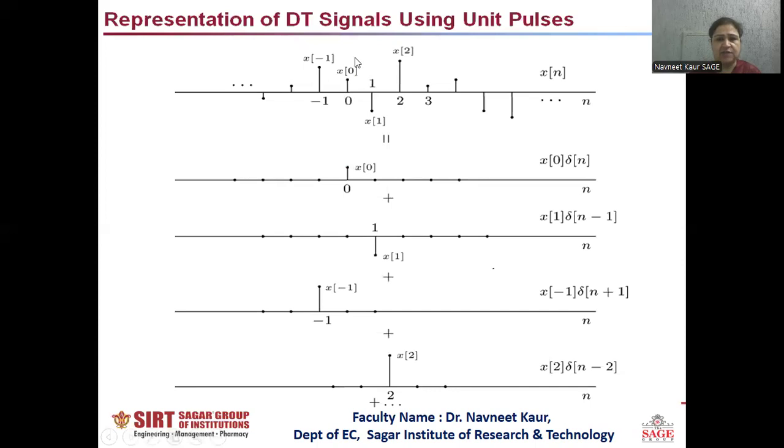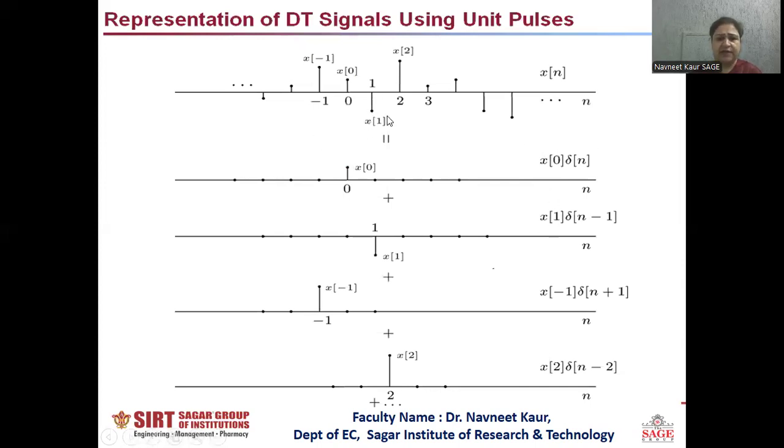is equal to 0, which is x[0], it will be written as x[0] into delta[n]. Delta[n] is the unit impulse which is located at n is equal to 0 and it has strength of 1. Now x[0] amplitude multiplied by 1 will give you x[0] only at n is equal to 0. So I can write this sample as x[0] into delta[n].